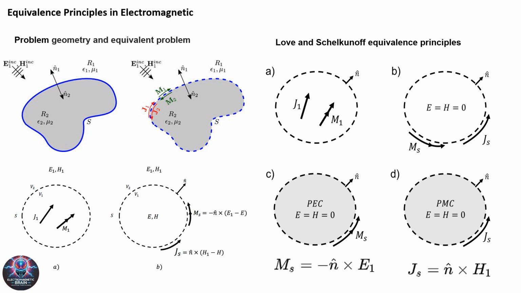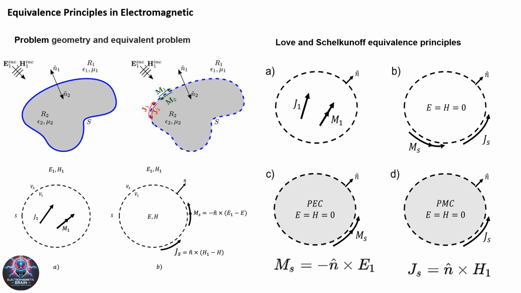We have the true source distributions inside the surface, denoted by J1 and M1. The equivalent problem, depicted in part B, shows how these sources can be replaced with equivalent sources on the surface S. This replacement yields the same external electric and magnetic fields as the original problem, while the internal fields and surface currents are adjusted to enforce the correct boundary conditions. This principle is essential in simplifying complex field problems, reducing them to surface integrals without altering the external field distribution.